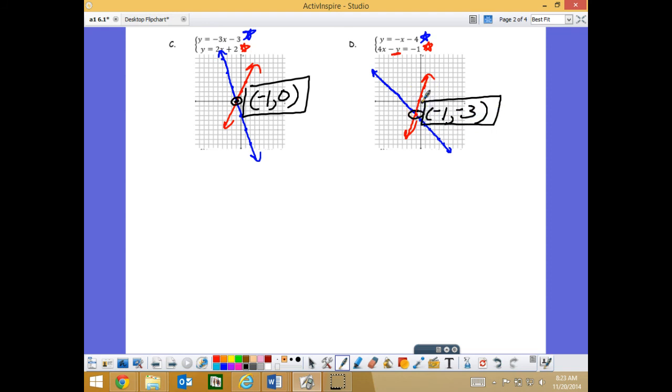In the next video, we'll talk about some special cases that arise when solving these systems by graphing.